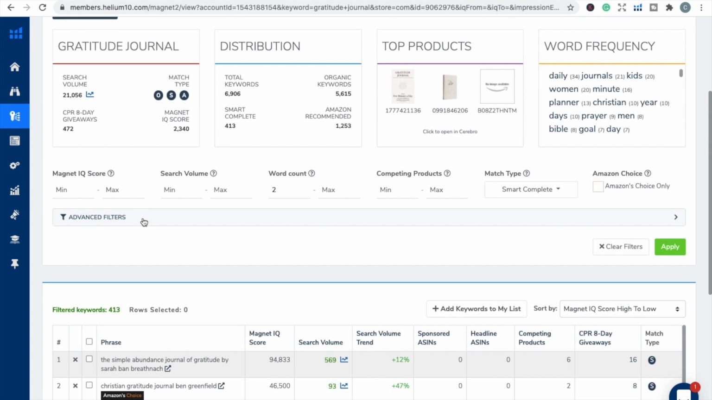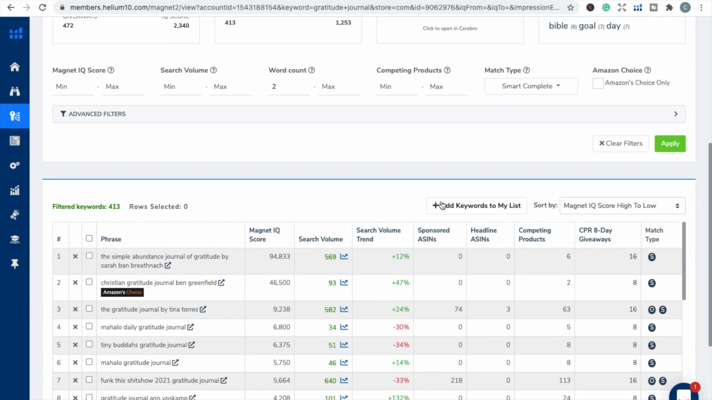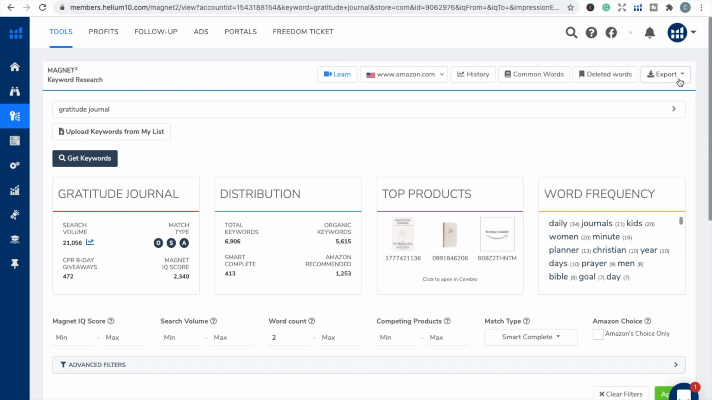So now that you have this huge list of keywords, and after you've done your research with Cerebro and with Magnet, you are able to export the list of keywords that you have come up with. So you can add keywords to a list within Helium 10, or you can, as easy as clicking export and exporting as a CSV or an Excel spreadsheet, just download the list of keywords, and from there you can just copy and paste into your manual ads if that's what you're doing, or you can just take your list and pick out the ones that you are going to be using in your listing if that's what you are going to be using the keywords for.